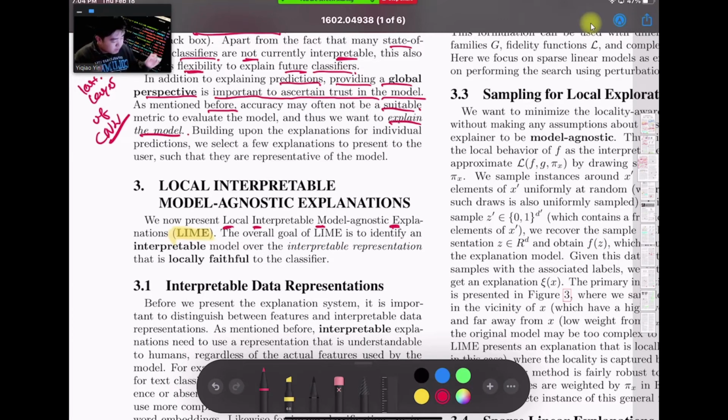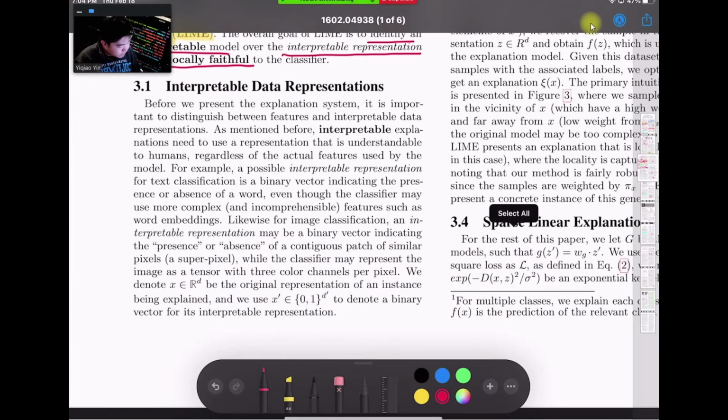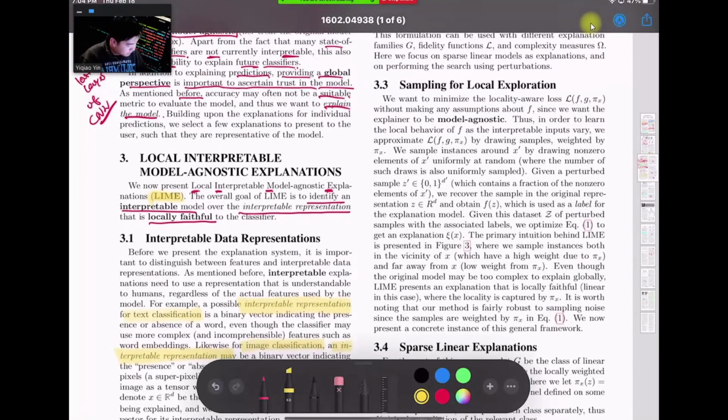And the overall goal is to identify an interpretable model over the interpretable representation that is locally faithful to the classifier. So that's going to be something great. Specifically, the keyword mentioned a lot in this paper is interpretable representation. And here it's mentioned again, for example, in image and text classification, they're also looking for interpretable representations. And something like that is extremely interesting.